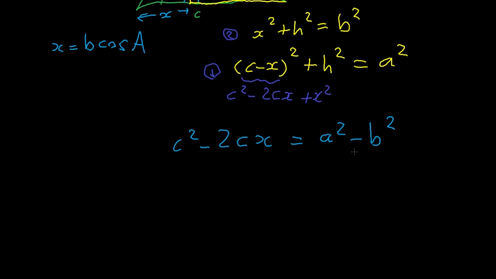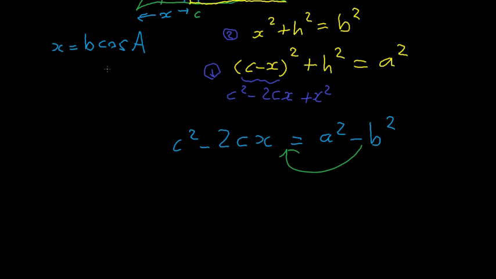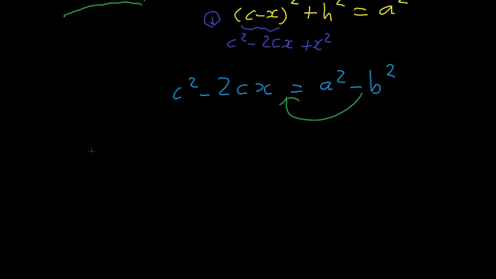Let's move the b squared over to the other side so it becomes added, and let's replace x with what it was up here. We said x was b cos a. So then we get the rule. The rule says a squared is equal to b squared plus c squared minus 2bc cos a.